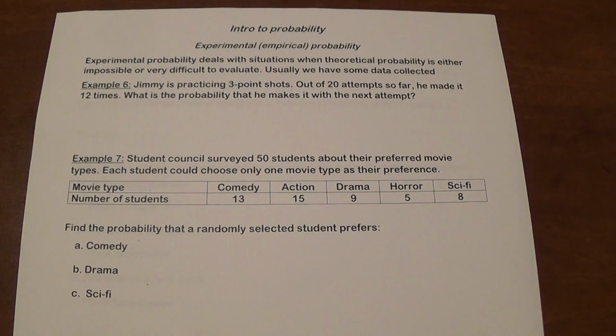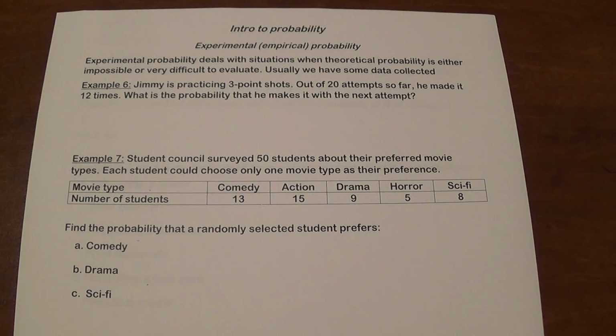Alright, now the next thing we're going to talk about is something called experimental probability. Experimental probability is something that you use when you can't really use theoretical probability for various reasons, and we usually have some kind of data collected. It's often used in sports when they try to predict the performance of a particular team or a particular athlete in a given situation.